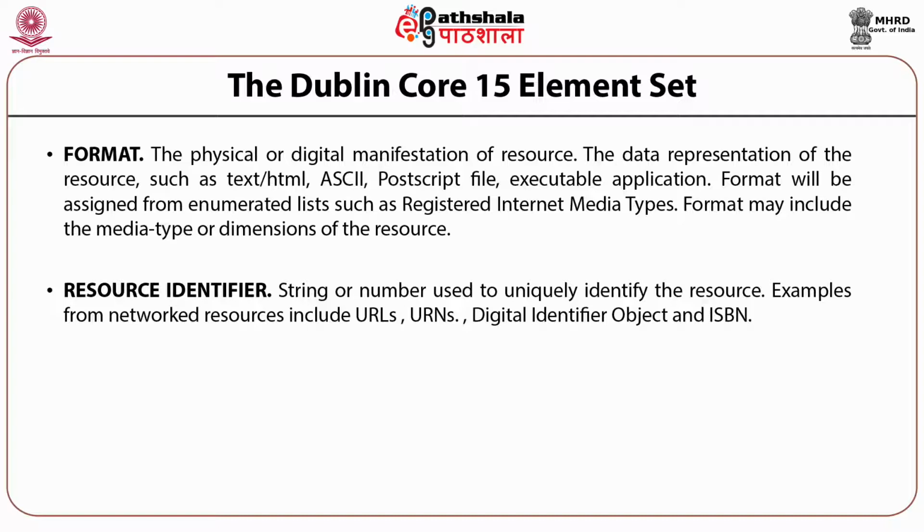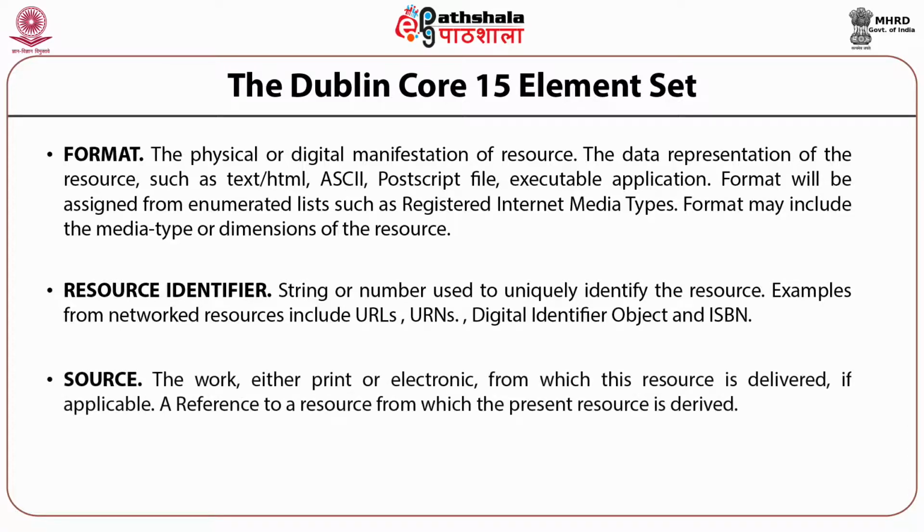So, how will you identify out of thousands of webs of network resources the exact resource which you need? With the help of what? URL, as I told you, uniform resource locators, or URN. It is a newer abbreviated form. What do you mean by URN? URN means uniform resource numbers or digital object identifier, and ISBN, International Standard Book Number.